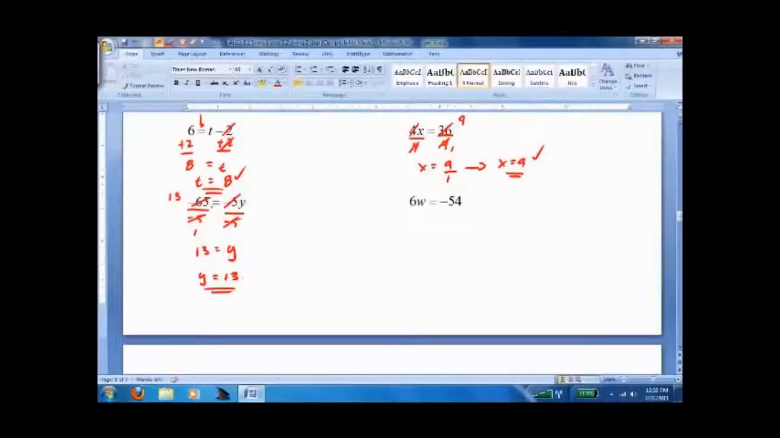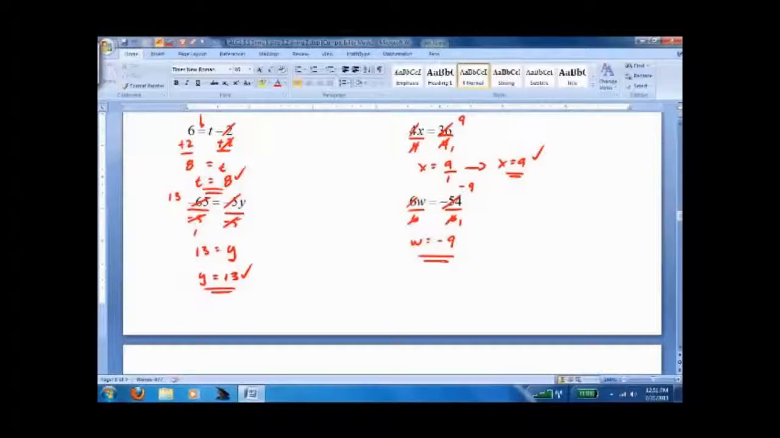Negative 5 times 13 is 65. Probably want to check that with the calculator, make sure the mental math we did in our head is correct. Divide by 6. Divide by 6. They cancel. 1 and negative 9. W equals negative 9. Notice I did not write the 1 underneath it.